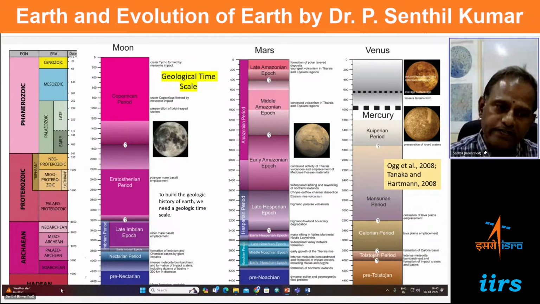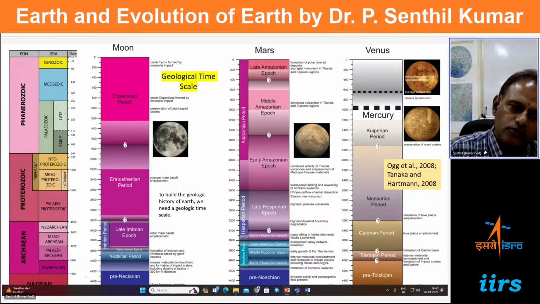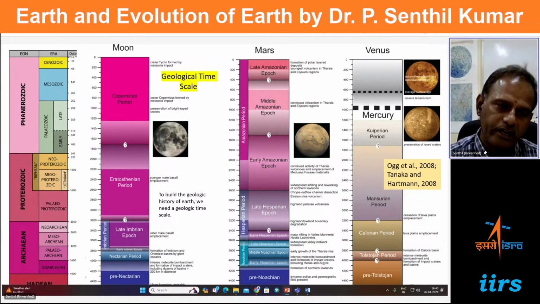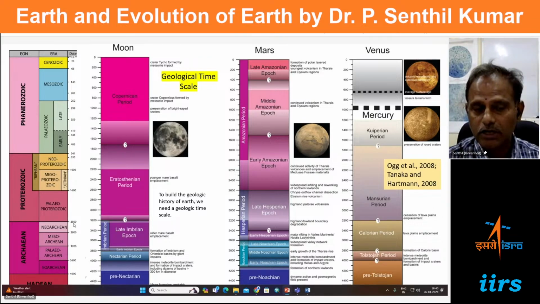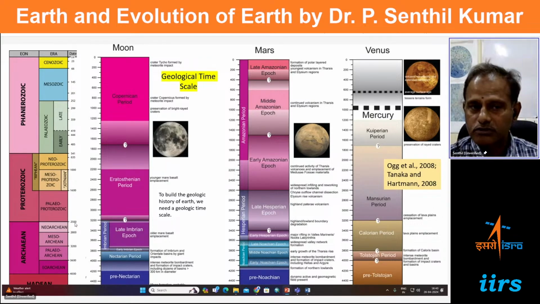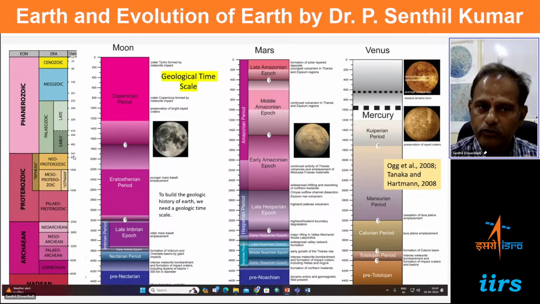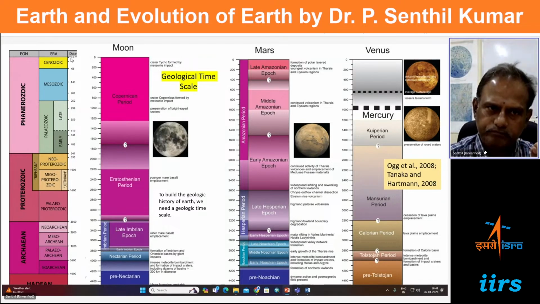So the entire time scale is divided into four parts. The oldest one is the Hadean eon. That spans from 4,500 million years to 4,000. Then comes the Archean, which begins at 4,000 and ends at 2,500 million years ago. The Proterozoic starts from 2,500 and ends at 541 million years. The Phanerozoic starts from 541 to the present day.